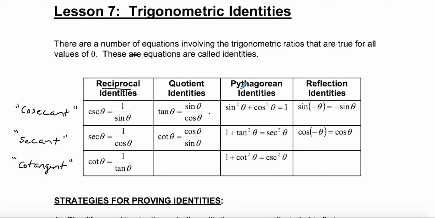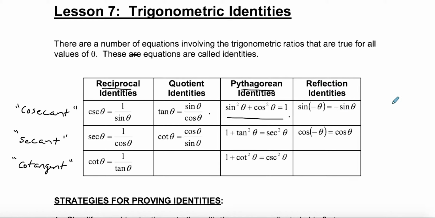Also, Pythagorean identities, dealing with the Pythagorean theorem. Sine squared theta plus cos squared theta actually equals 1. And then these are just different versions of that same main Pythagorean theorem identity. I might take a minute and also prove to you why that is true.